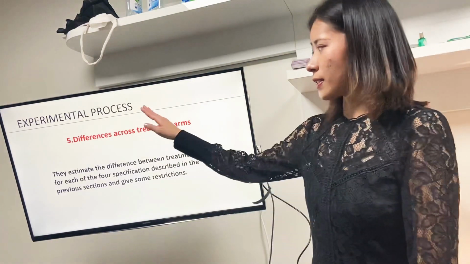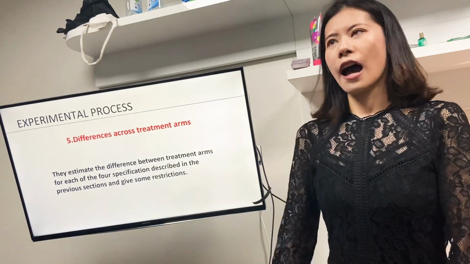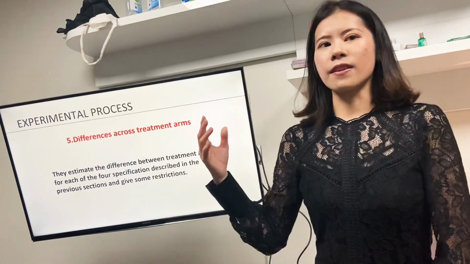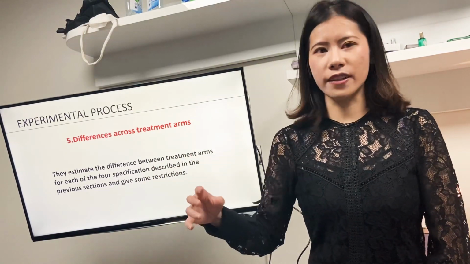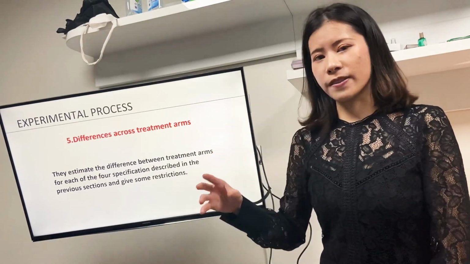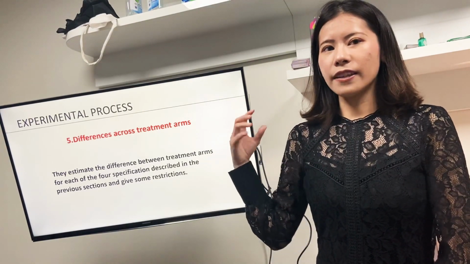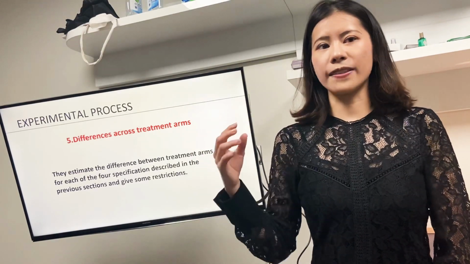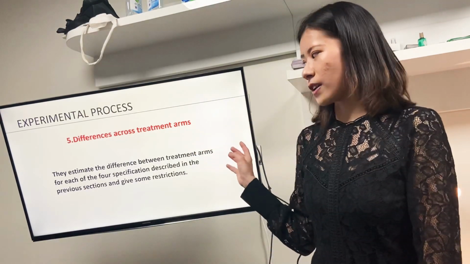And next, it is about the differences across treatment arms. So, what is treatment arms? I will give you an example. The treatment arms may be about whether the impact of transfer timing and frequency is important to determine the existence of saving constraints. This is one of the treatment arms. And here they base on the 4 specifications described in the previous sections and estimate the differences between the treatment arms.